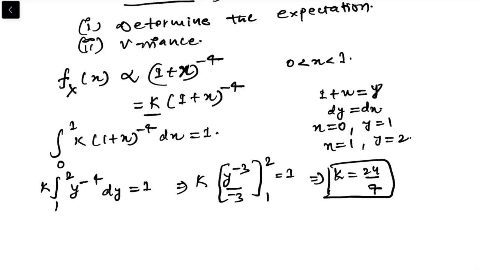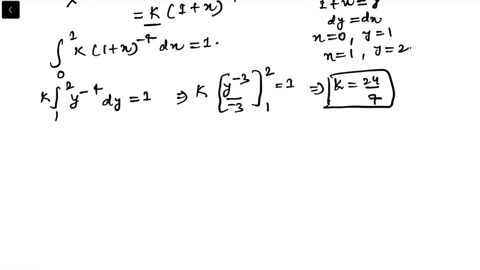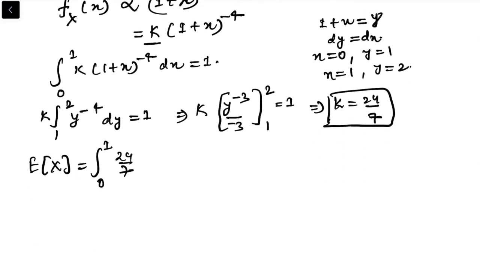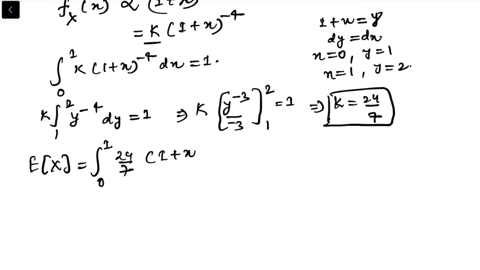Now we need to find the expectation. So expectation is simply the integration over 0 to 1. k is 24 over 7, and the function is (1 + x), and we also need to put x to the power minus 4 dx. We can bring the constant outside, 0 to 1, and this is x times (1 + x) to the power minus 4 dx.